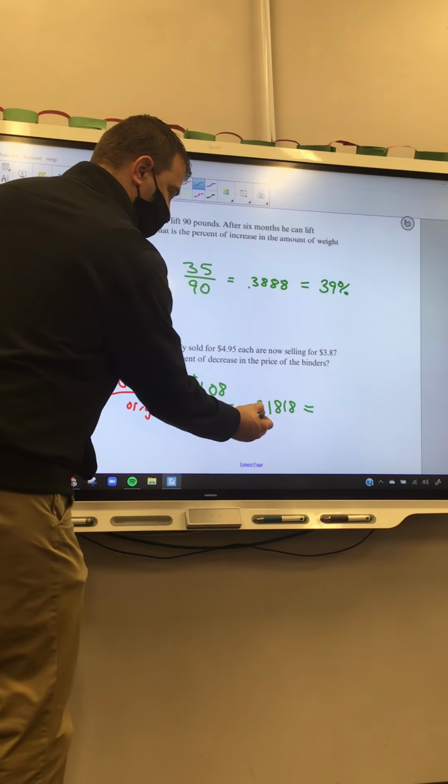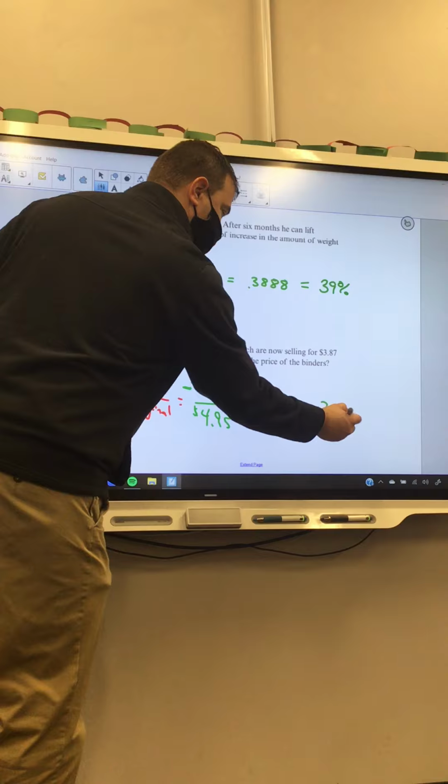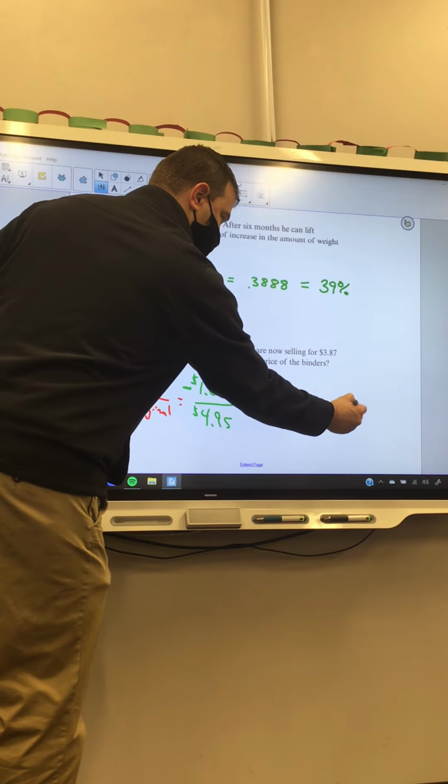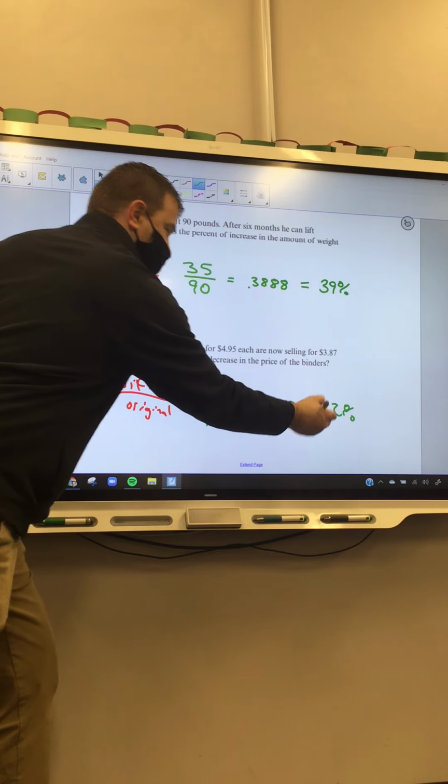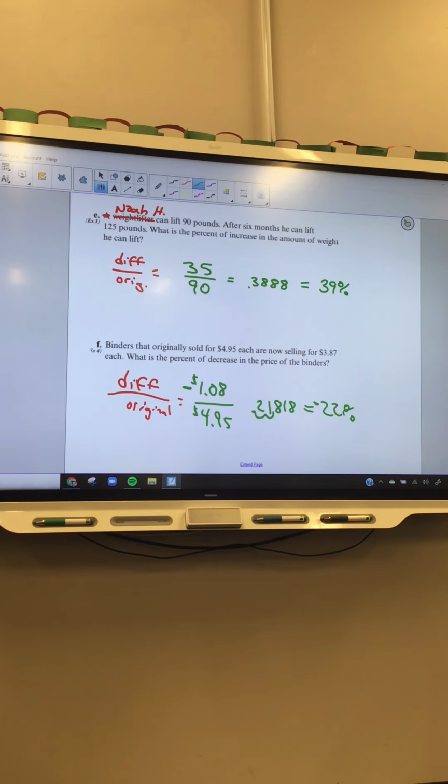22%. Yeah, just bump that decimal over. 21.8, or if you're going in whole numbers, 22%. Negative. Oh, thank you. That is a negative 22%. In other words, a 22% discount. Okay?